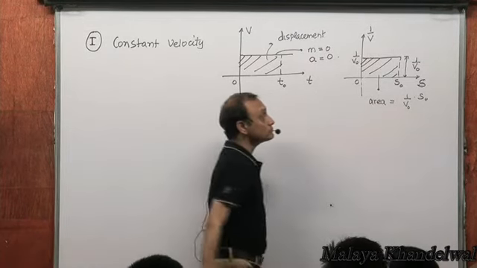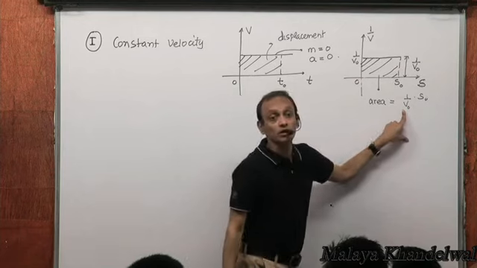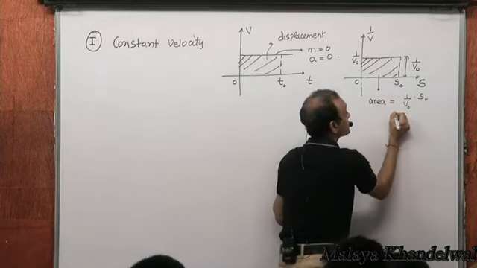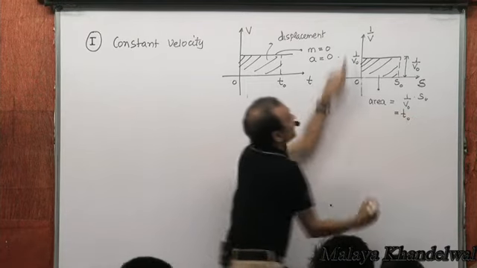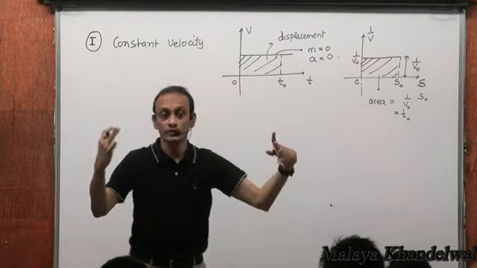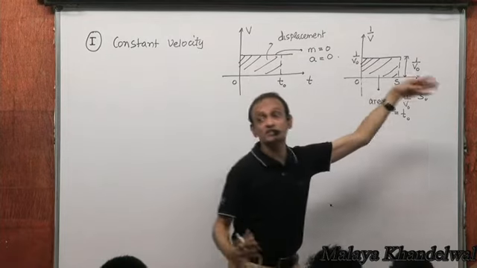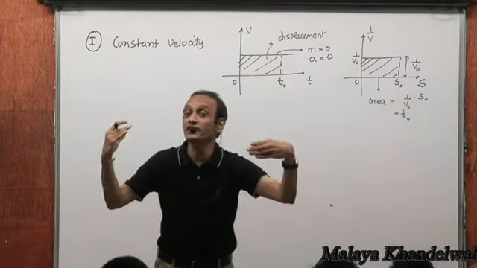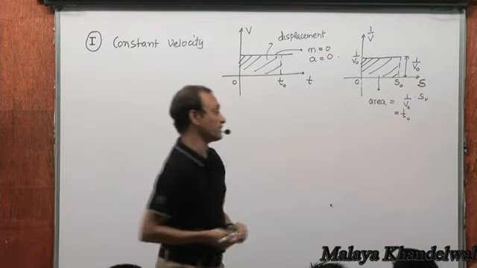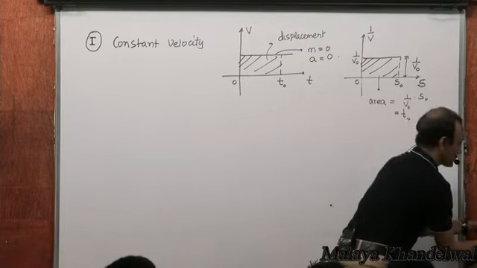But s naught by v naught is the time taken, t naught, right? So the area under the 1 by v versus s graph will give you the time. Reciprocal of the velocity versus displacement, the area under that graph will give you what? The time taken for that displacement. Yes or no? Right?